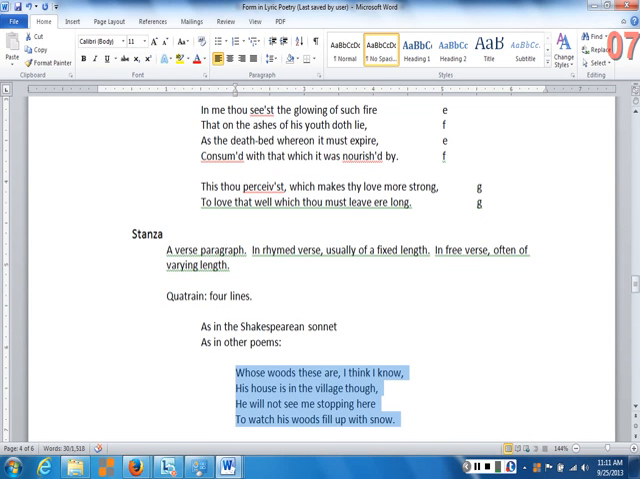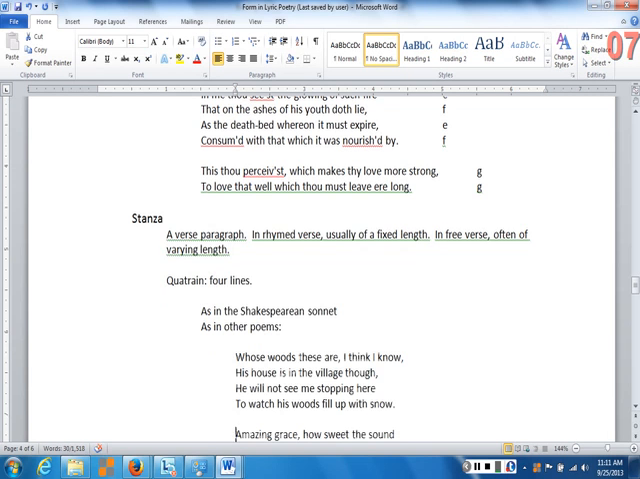A familiar poem by Robert Frost, "Stopping by Woods on a Snowy Evening." A poem that is written in quatrains, that is, stanzas of four lines.